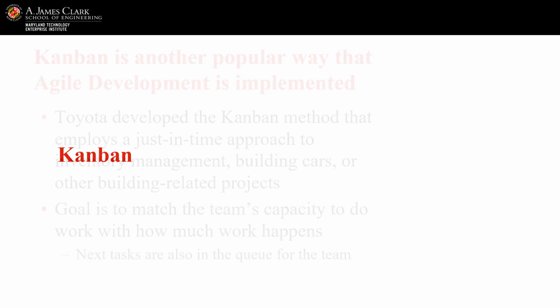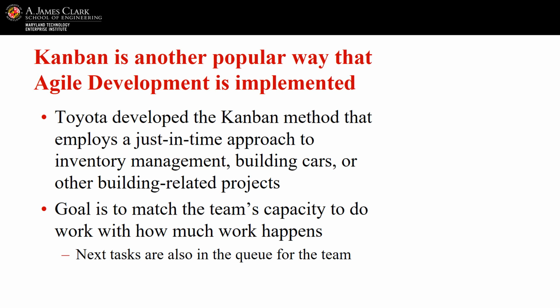Kanban is another popular way that Agile development is implemented. It comes from Toyota, which came up with this methodology by looking at how supermarkets stocked shelves. Specifically, supermarkets aim to be just in time, so that the shelves are neither empty nor overstocked with wasted or expired food. While Toyota used this technique to build cars efficiently, it's often applied to software and hardware production as well. Kanban's goal is to match the team's capacity to do work with how much work is actually happening.